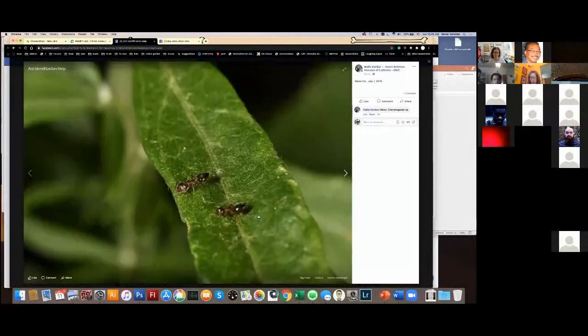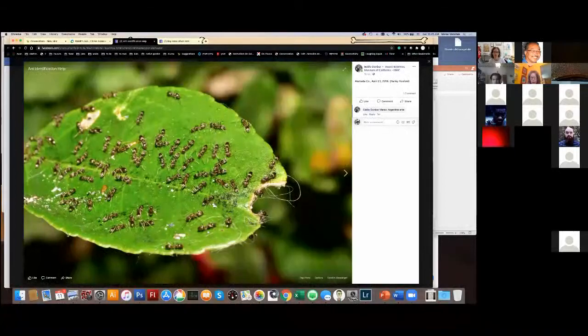And by the way, both these ants would forage both on the ground and on vegetation. So you could see them here.